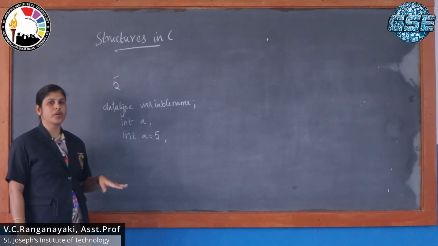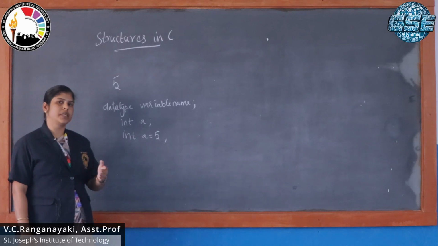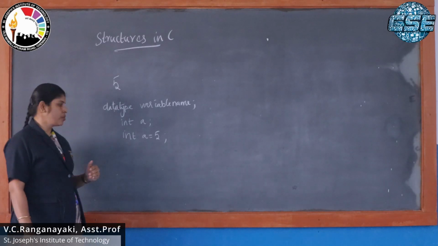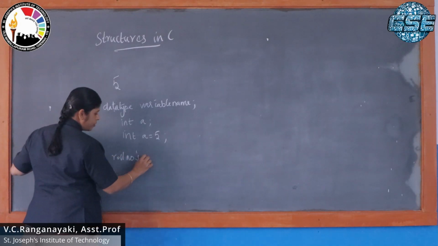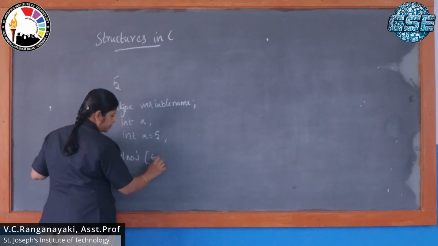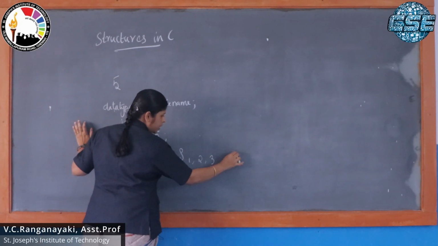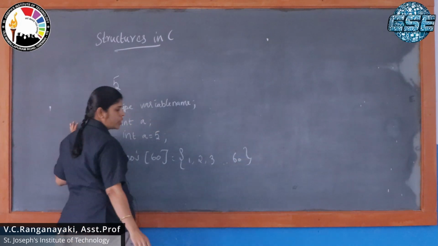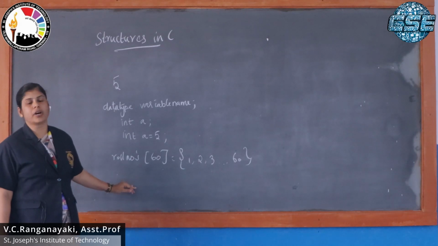If suppose I want to store more than one value, suppose roll numbers of 60 students, how will we store them? I want to store roll numbers of 60 students: 1, 2, 3, etc. up to 60. In that case I go for the concept of an array.